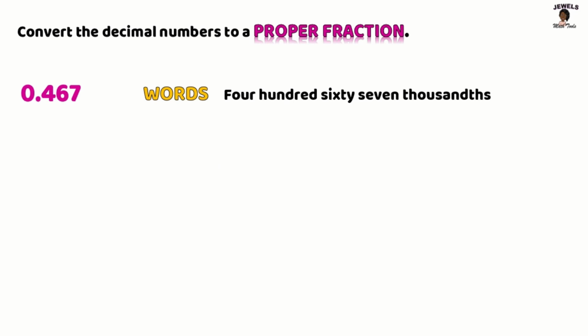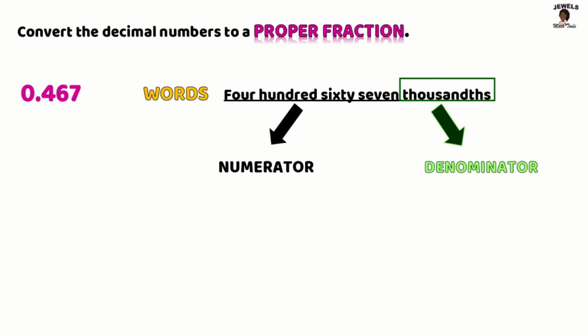Now let's look at the parts of these words to see how we're going to change them into its fractional form. My 467 represents my numerator, and the thousandths represents my denominator. So as a fraction, this will be 467 in my numerator and 1000 in my denominator. So this would be our fraction for our decimal number.